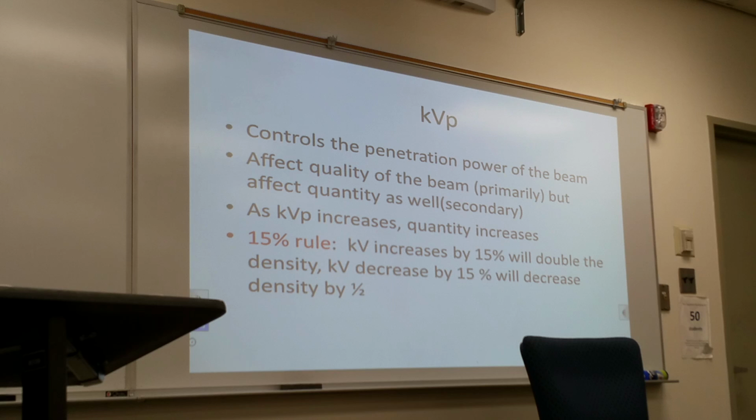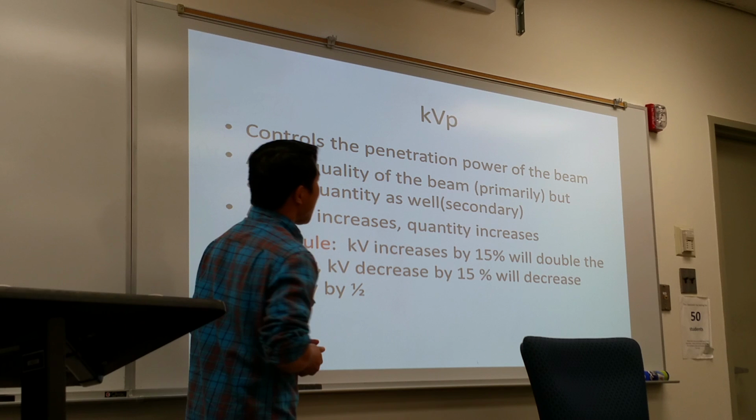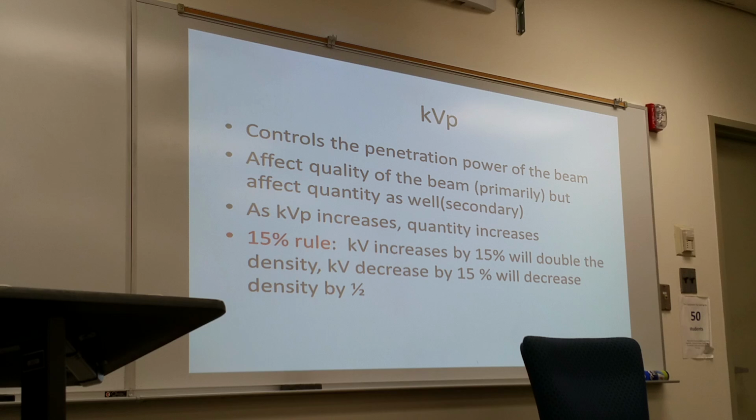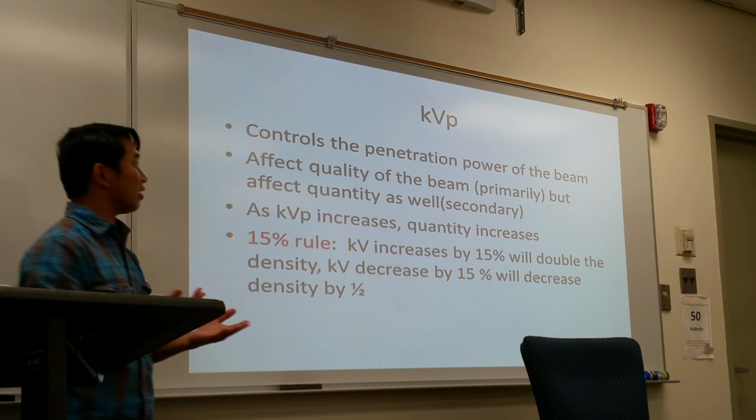All right, so that was a primary factor. We're going to talk about a secondary factor. One of the first of the secondary factors would be kV, or kVp, kilovolt peak. kV mainly controls the strength of the X-ray beam, the penetration power of the beam. So it affects the quality of the beam. So that's the primary function of kV, the quality, the strength of the beam. The secondary effect of kV affects the quantity of the beam.